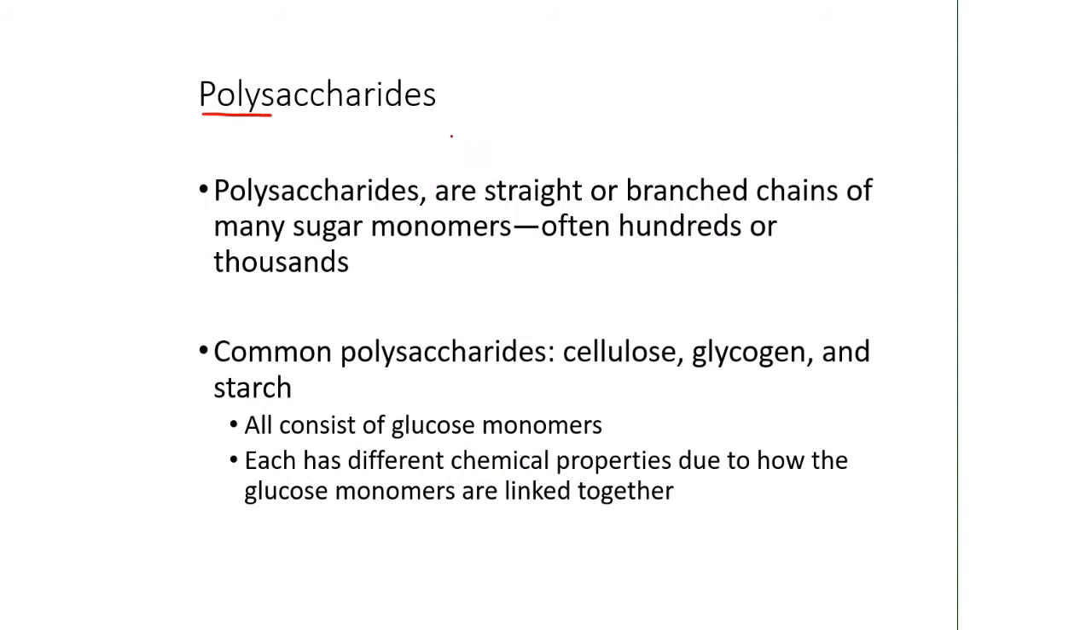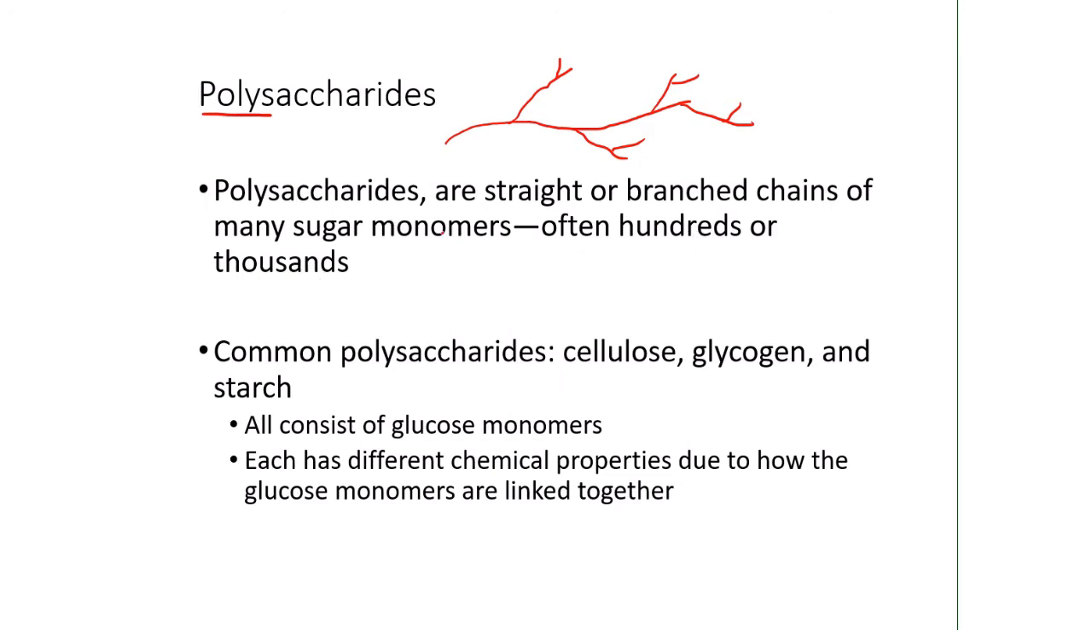Straight means many glucose linked together like this. There's one glucose, two glucose, and so on and so forth, and it forms a long chain. Sometimes it's branched, which means in addition to the linear chain of glucose, you might have branching points coming off like that, and it creates what we call complex carbohydrates.